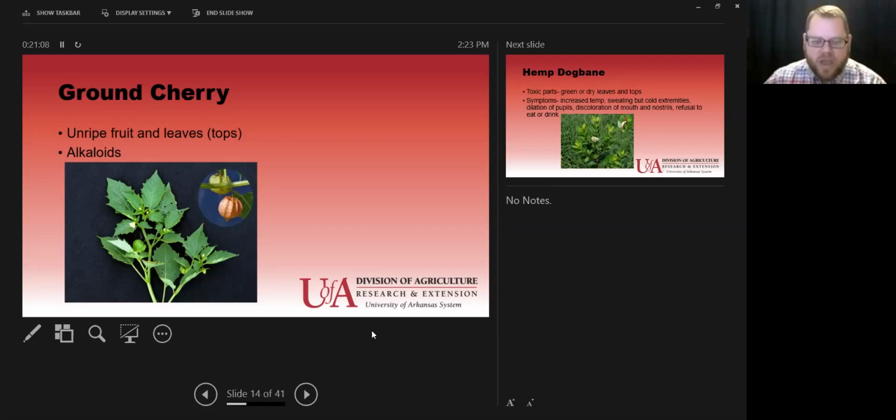And here's the thing with ground cherries. There's actually recipes for making jellies and jams with ground cherries, and a ripe ground cherry is not a problem, but an unripe ground cherry fruit is a problem. And the tops of those leaves, those tender portions that the cattle are going to eat, are also a problem. So they go back to alkaloids, which we said go back to the heart and the central nervous system. And so ground cherry is one of those things that we can control pretty easily.